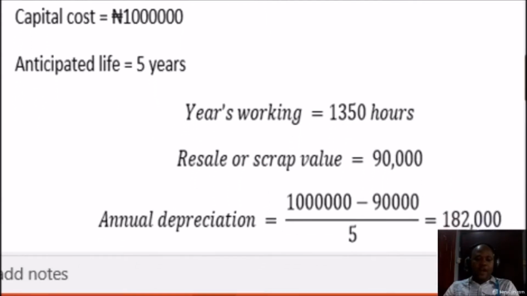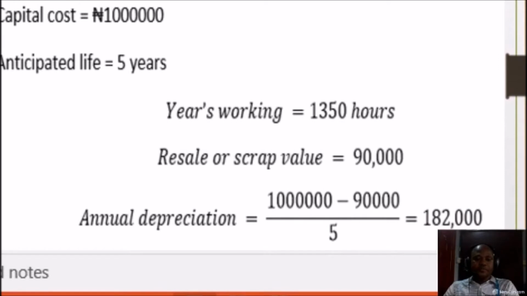Then we also have here, the first thing we need to calculate is the annual depreciation. And for us to calculate our annual depreciation, we will subtract the scrap value or the resale value, which is 90,000, from the capital cost of the equipment, and we divide by the total number of years, that is the anticipated life, which is 5 years. It gives us a total of 182,000 naira.